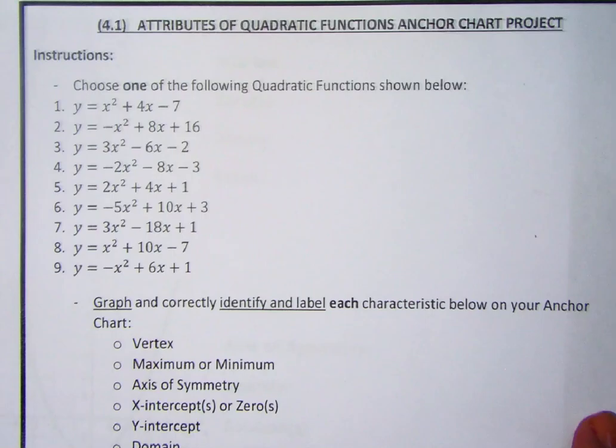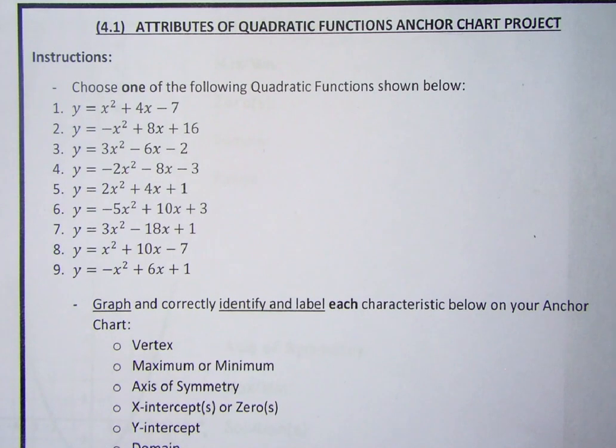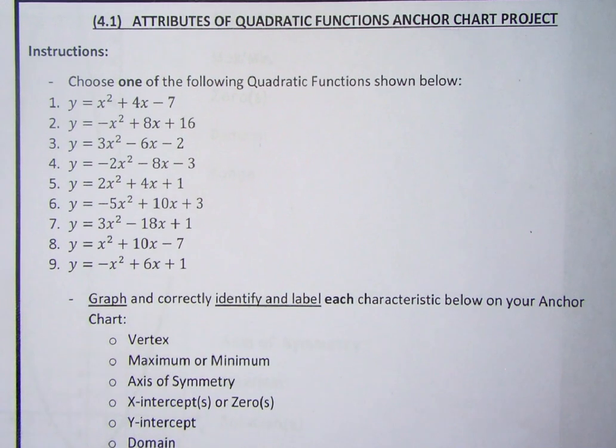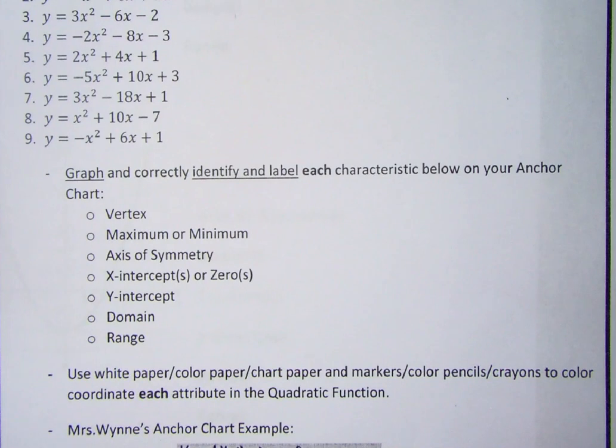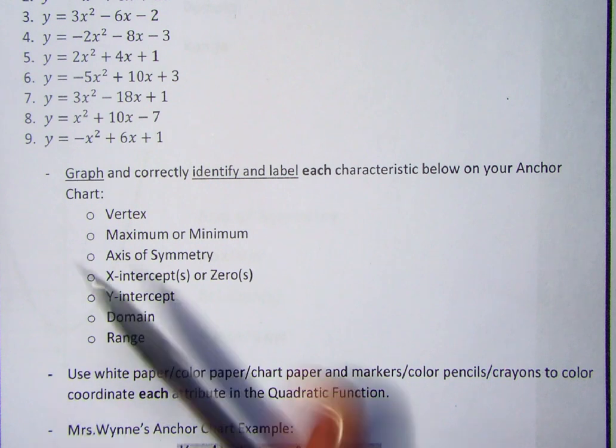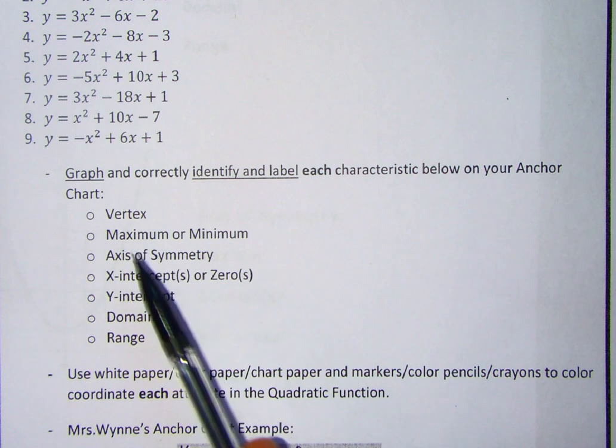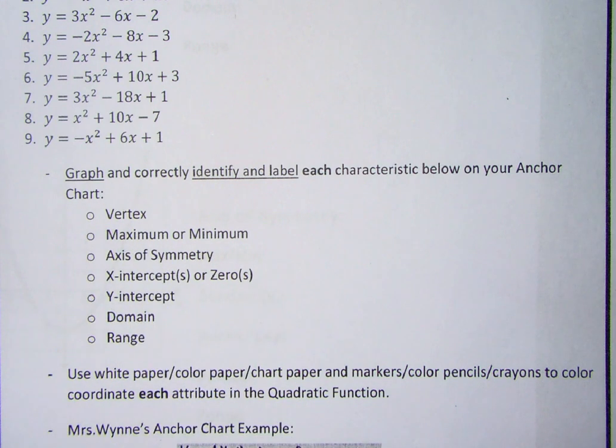If you are doing the anchor chart in class, please choose one of the following quadratic functions listed below. Just pick one of those. And then I need you to either graph it on anchor chart paper or a piece of colored paper. And I want you to make sure you accurately describe how to find all these. Either color coordinate them, label them correctly, just pretty much show everything in detail for others to understand how to find these attributes on the function that you're doing.